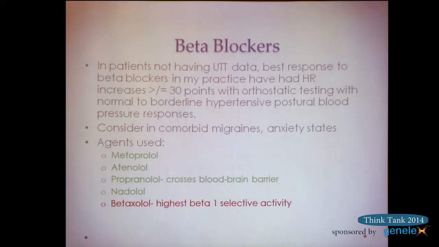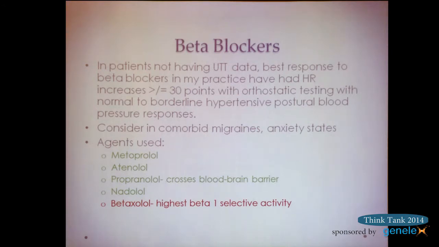The patients who I see who respond the best to beta blockers really do have hypertension when they stand up and with a corresponding tachycardia. And these patients really do very, very well on beta blockers, and it is a first-line treatment straight off the bat for me when I see that.